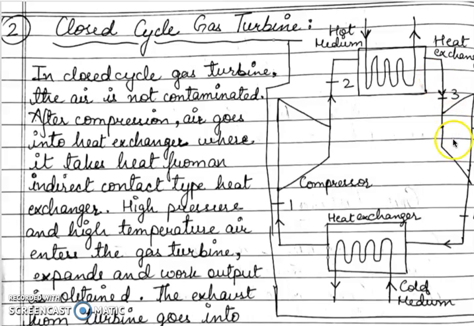the open cycle. From the turbine, after the extraction of the work, as the output is obtained in the turbine, the exhaust is sent to another heat exchanger which is again an indirect type heat exchanger in which a cold medium is circulated which takes out the heat from the exhaust of the turbine and brings the air back to the initial condition 1, which is again sent to the compressor, and the same cycle is repeated again and again. So basically this type of gas turbine cycle follows the Brayton cycle completely.